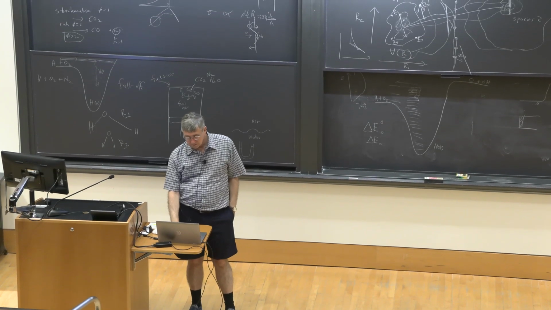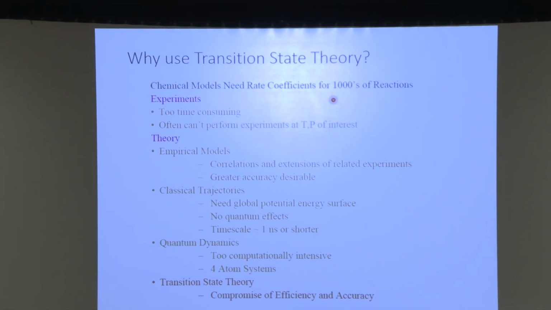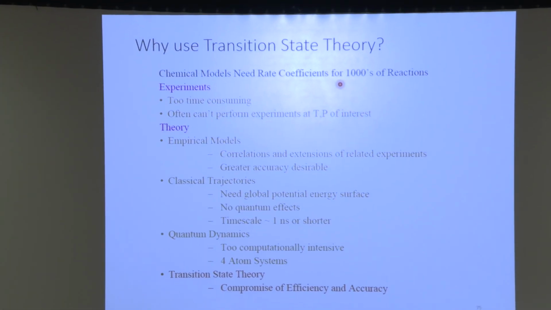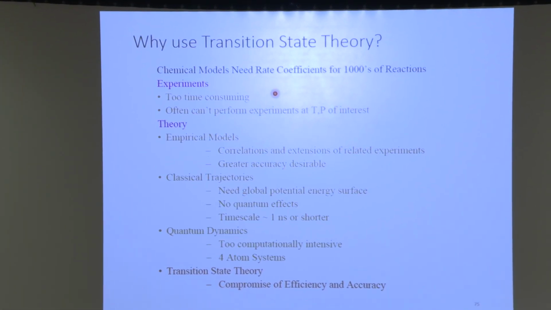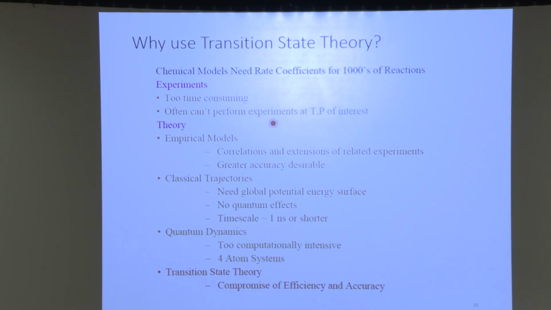All right, so why do we do this? It's because we need a lot of rate coefficients. We have a lot of models that have 1,000 reactions or so, and we need all the numbers for all those things, and we're not going to do so many experiments, really. And often you can't perform the experiment at the actual temperature that you need for practical reasons. And so you have to do something else.